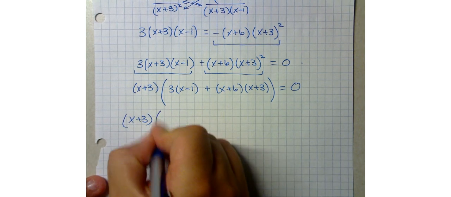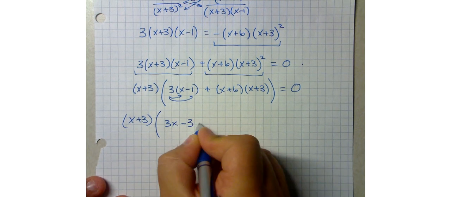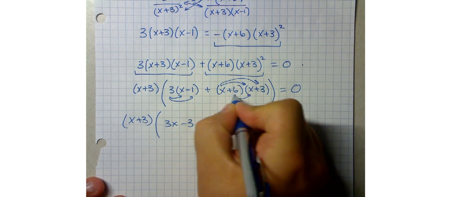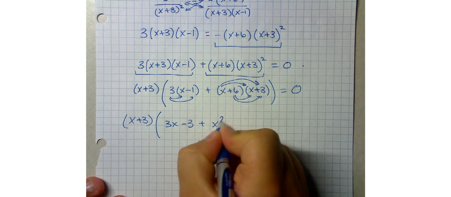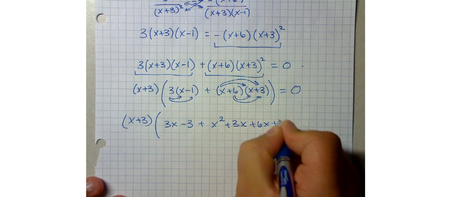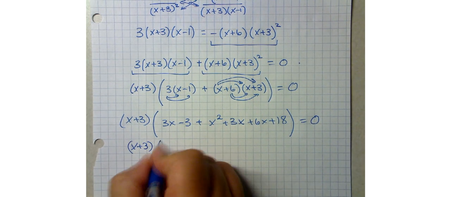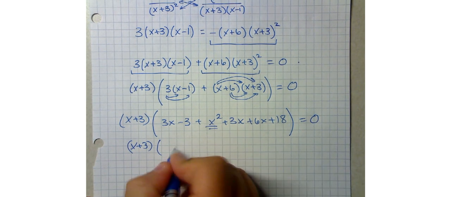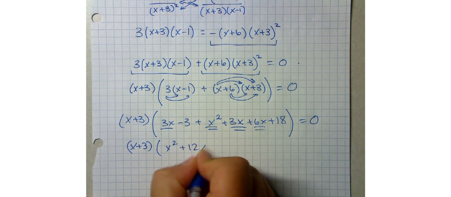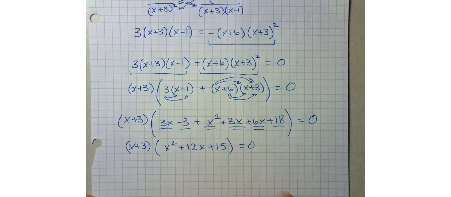(x plus 3) stays the same. This is going to become, give the 3 to both terms, 3x minus 3, plus we're going to expand this out. So x to both terms, and then the 6 to both terms. So it becomes x squared plus 3x plus 6x plus 18 equals 0. (x plus 3) times, now we're going to combine. x squared comes out in front. 3x plus 3x is 6x, plus another 6x is 12x. Negative 3 plus 18 is positive 15. This is going to be equal to 0.